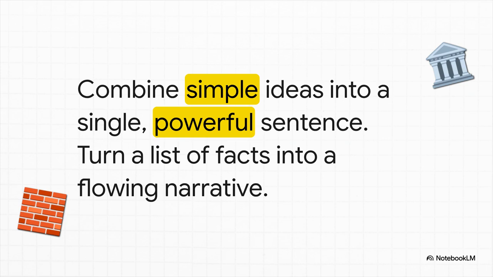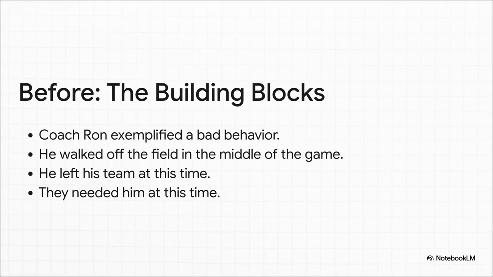The exam gives us this challenge. Take this handful of short, kind of choppy ideas and weave them into one solid sentence. It's all about turning a boring list of facts into a story that actually flows. Here we go. These are our raw materials, straight from question 5 of the exam. Four totally separate, simple sentences. I mean, listen to it. It's clunky, it's repetitive. It tells you what happened, sure, but it has zero style, zero impact. We can definitely do better.